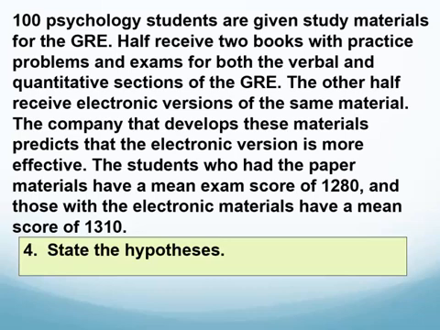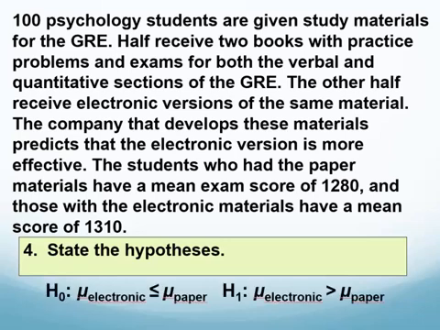So your alternative hypothesis is what you want to state first, and it should be just like this, right? The mu electronics, so the mean for the electronic group, should be greater than the mean for the paper group or book group, whatever. Whereas the null hypothesis should be the mean for the electronic group is less than or equal to, right? So the opposite of this sign with the equal sign, less than or equal to the mean for the paper group.